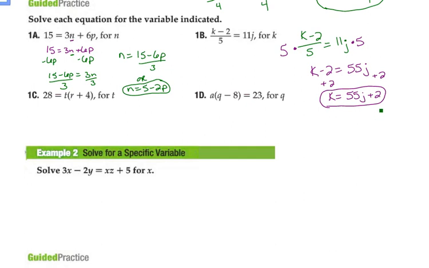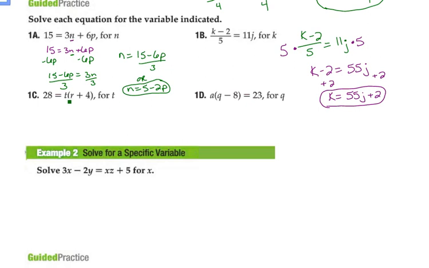Okay, looking at 1C, we have parentheses in there. Most of the time, this is that other step where we're going to have to distribute that through. But let's go ahead and see what we're solving for. So looking at this, we have 28 equals t times the quantity of r plus 4. And we want to solve for t.